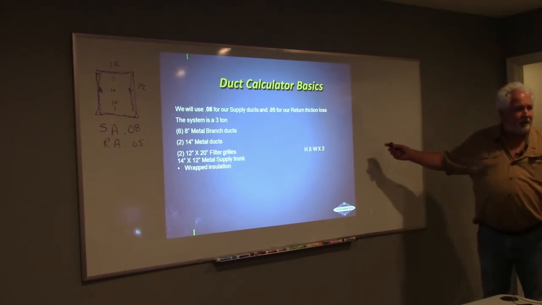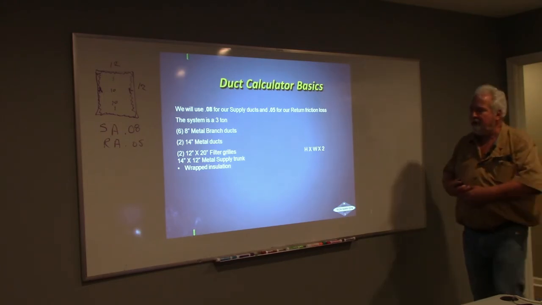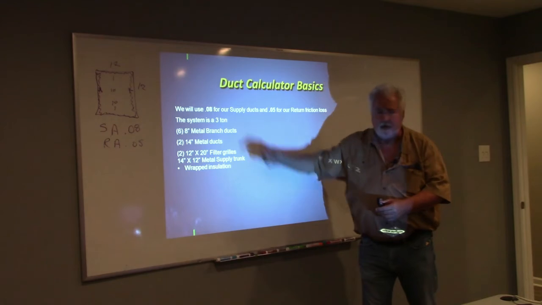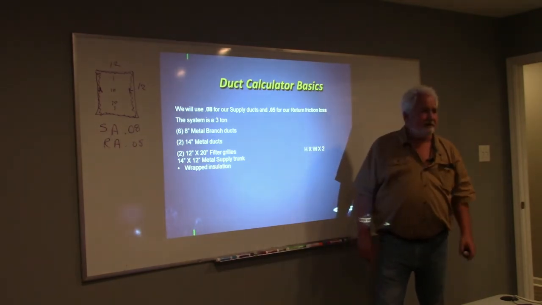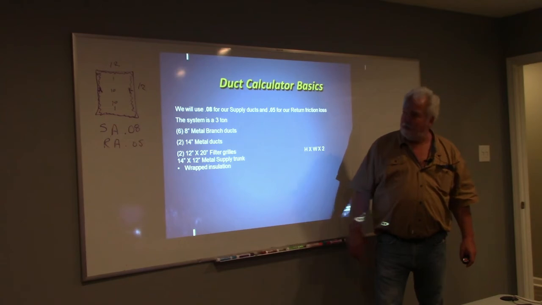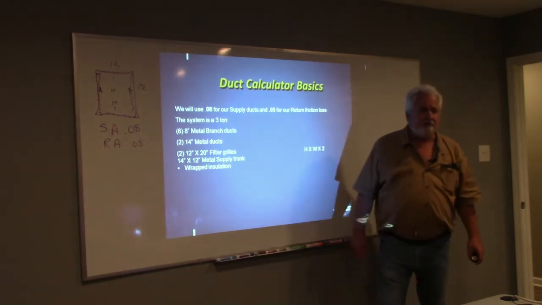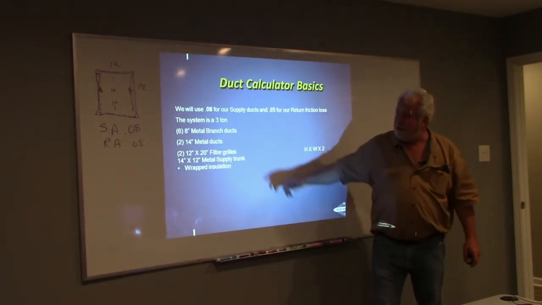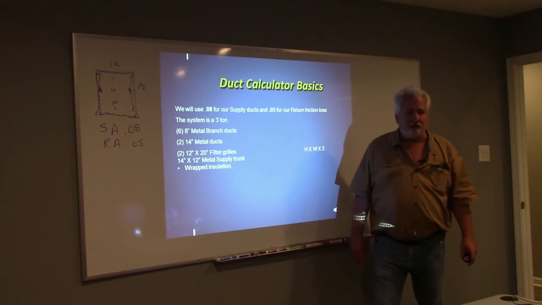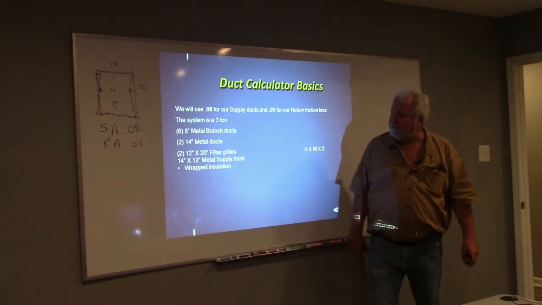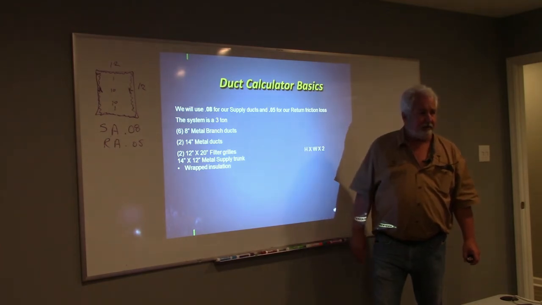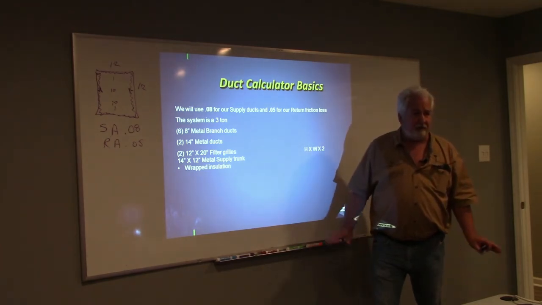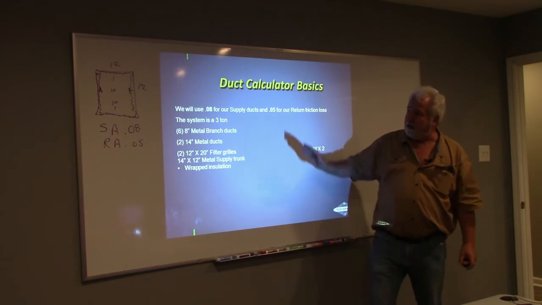You walk into the job, you walk in, you measure it out, you see that you've got a 3-ton system. You've got 6 8-inch metal branch ducts on there. You have 2 14-inch metal return ducts on there. You have 2 12 by 20 filter grills. You have a 14 by 12 metal supply trunk, and it's all wrapped insulation on all of that. Everybody okay with that? Good information. Everybody's got it, yes? Good.